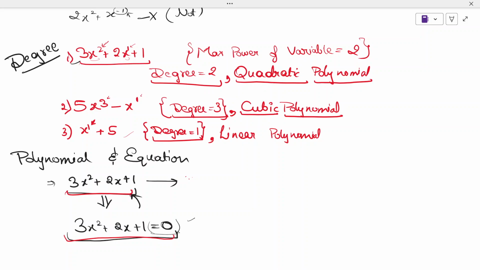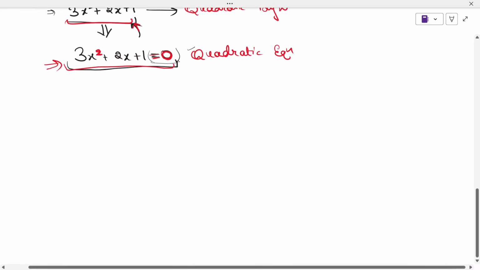Now, tell me, is this a quadratic polynomial? Yes, this is a quadratic polynomial. And if we equate this polynomial with 0, it becomes a quadratic equation. This has become a quadratic equation. Our entire focus will be on quadratic equations, degree 2 equations, for this chapter. Okay, so you know what is degree, what is polynomial, and what is equation.